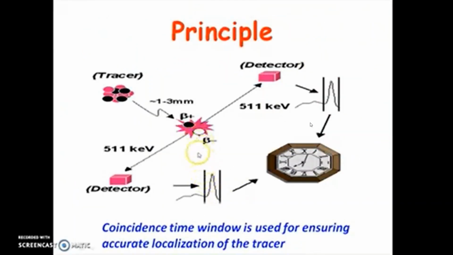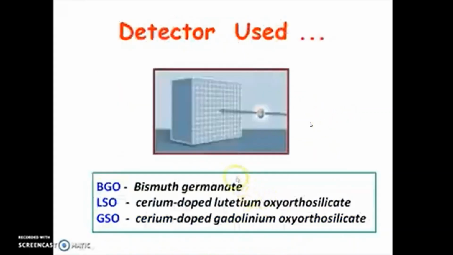Let me give the same thing in a nutshell. The positron, that is beta plus, annihilates with the electron, beta minus. Due to this, 511 keV gamma rays are produced in exactly opposite directions, that is 180 degrees, and are captured by detectors exactly 180 degrees opposite to each other. This data is transferred into the system, processing happens, and finally you get an image on the monitor.